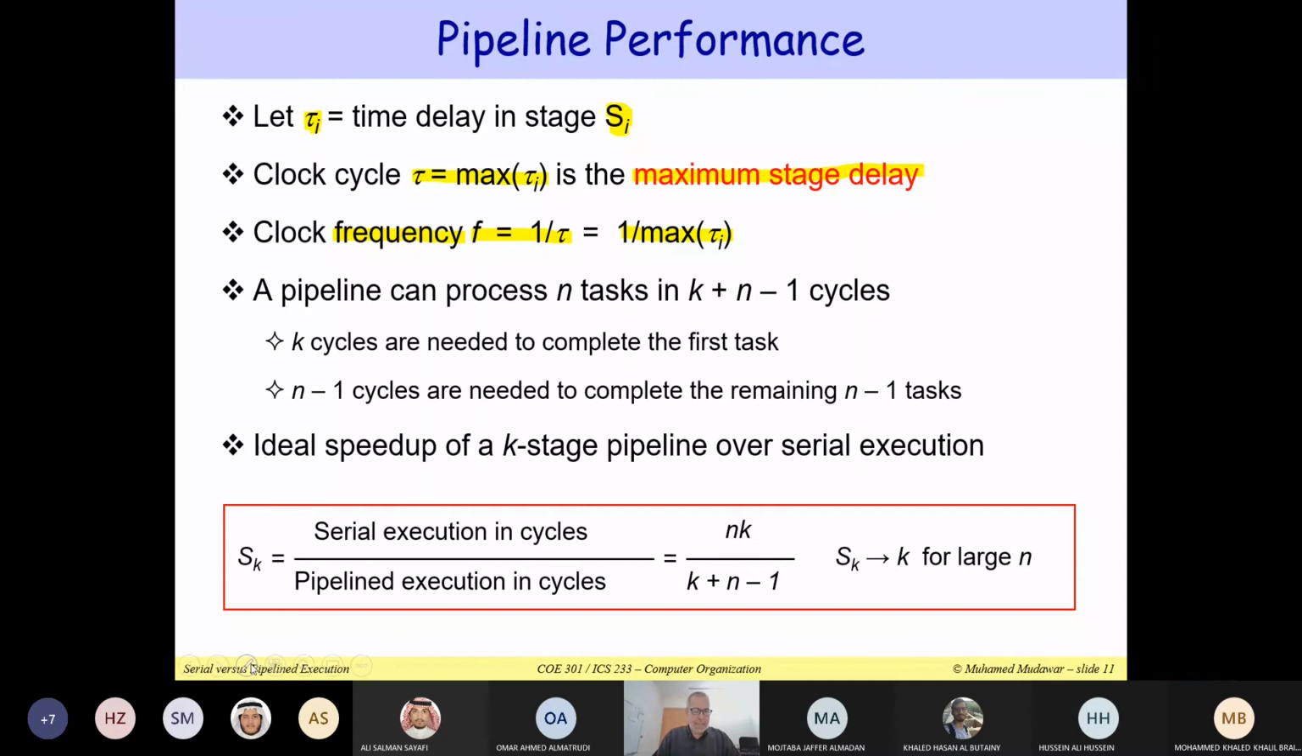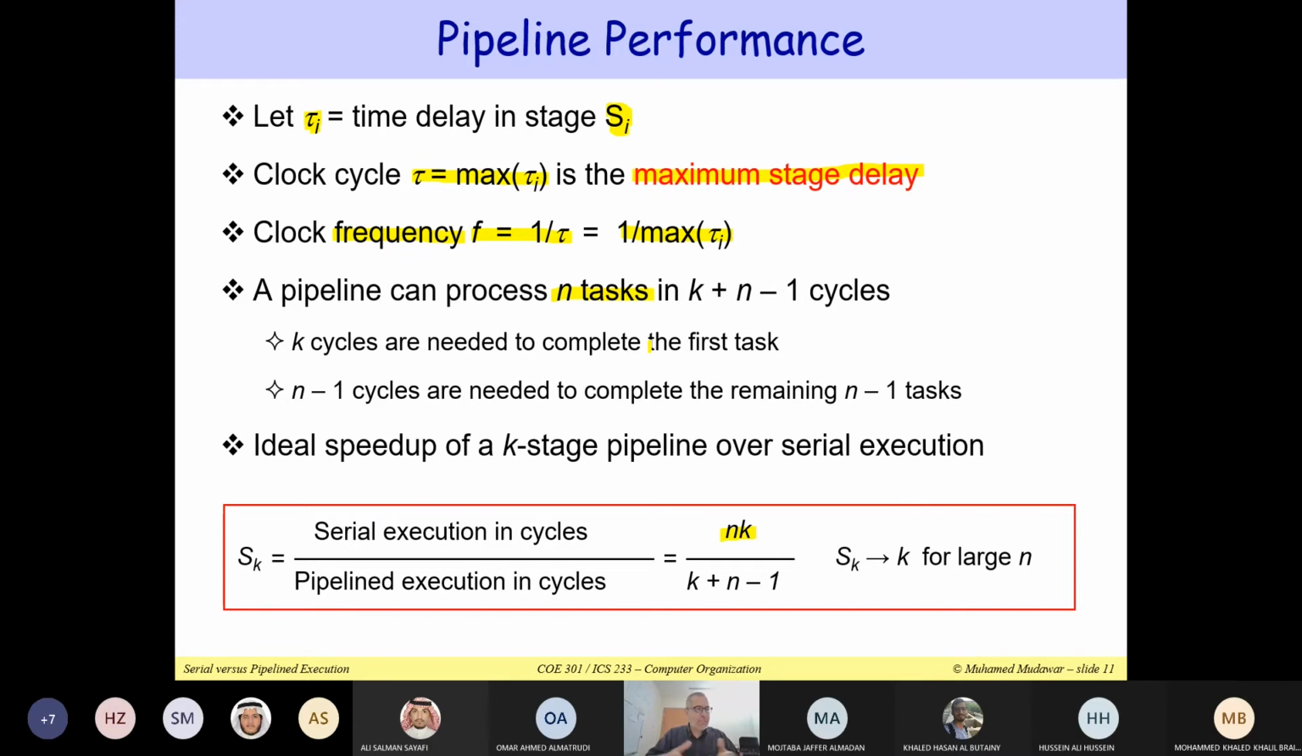And the pipeline execution, so n multiplied by k, where n is the number of tasks or the number of instructions. Remember that a task here means an instruction. In fact, it can be applied to any pipeline. We're talking here about CPU design, but we can also apply it in the auto industry. So the task can be a car.